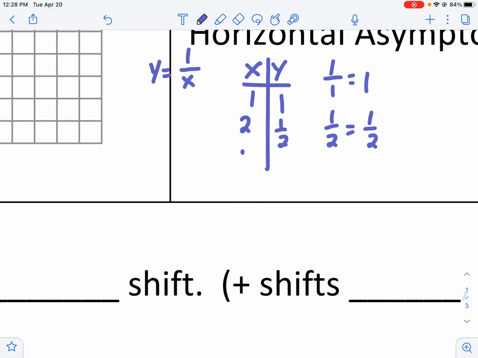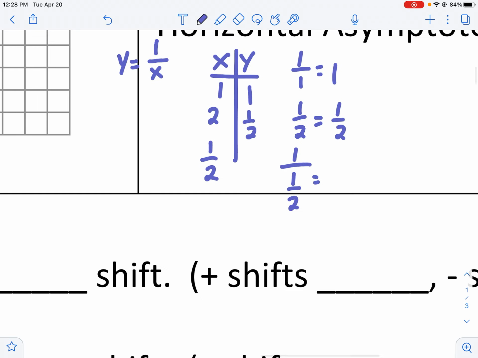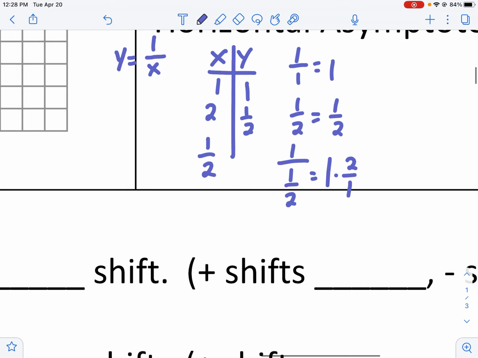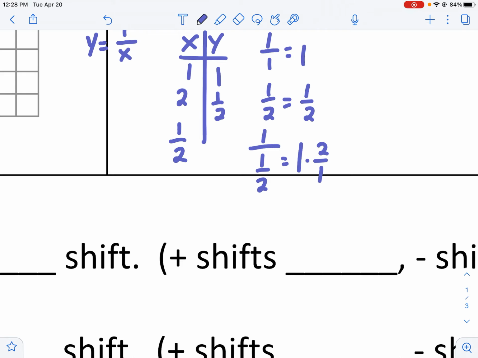And then I like a little bit less than 1, so what if we went with 1/2? That'd be 1 divided by 1/2, which is the same as saying 1 multiplied by 2 over 1, because dividing by a fraction is the same as multiplying by its reciprocal. And then 1 times 2 over 1 would just give us 2.